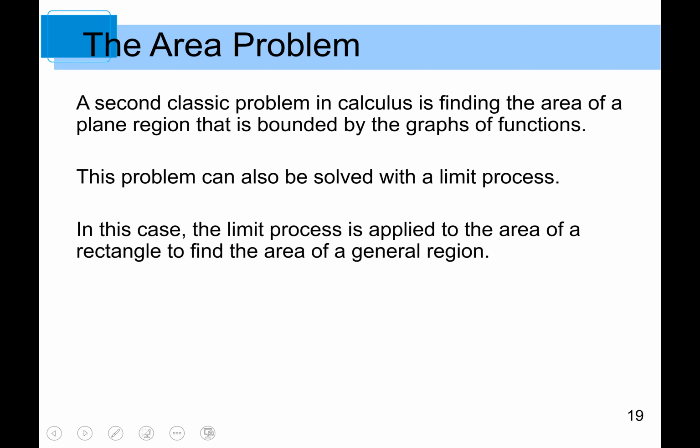The second applied area is called area problems. The second classical problem in calculus is finding the area of a plane region that is bounded by graphs of functions. And this problem can also be solved with a limit process. So again, we're going to use the limit process to interpret the area problem. In this case, the limit process is applied to the area of the rectangle to find the area of the general region.